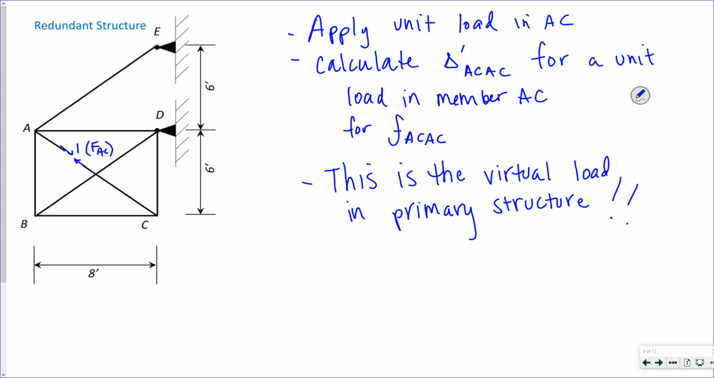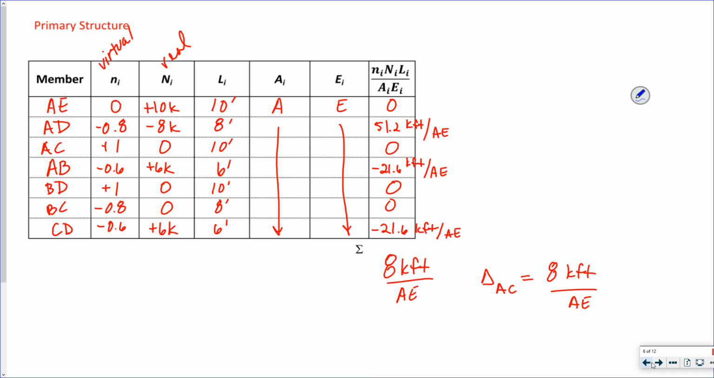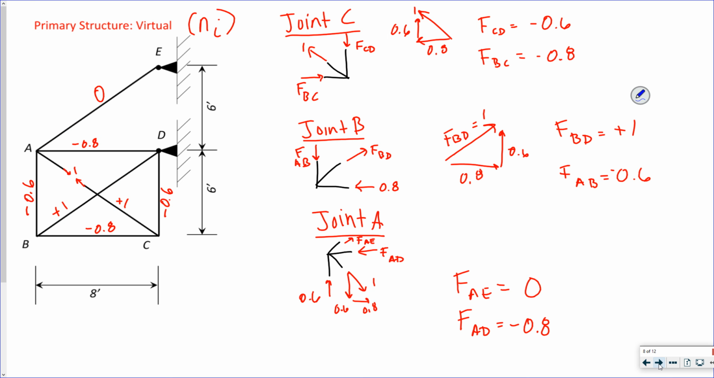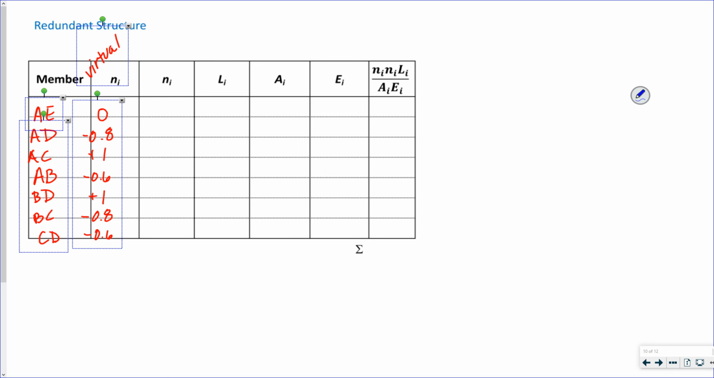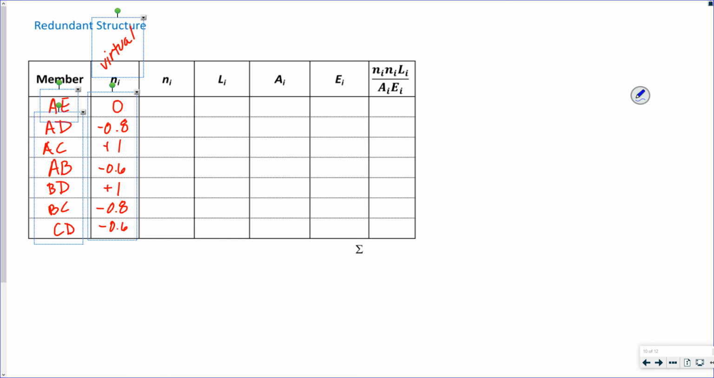Yay. I already did all this. I don't have to do it again. So, what I'm going to go do is steal the answers from the primary load, from the primary structure, right? Look, I'm super lazy, and I just did that. Right? Look at that. And I get to do it another time too, right?